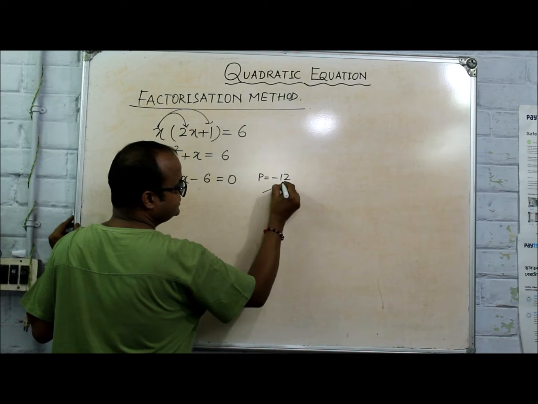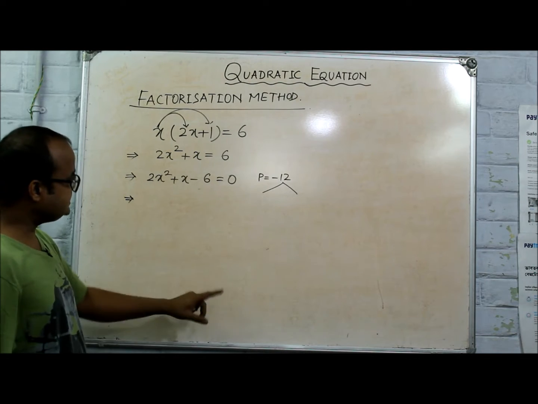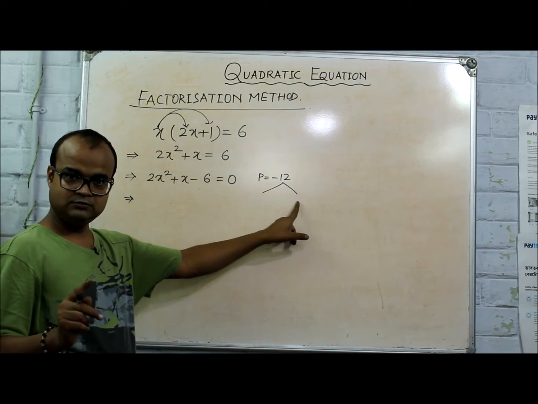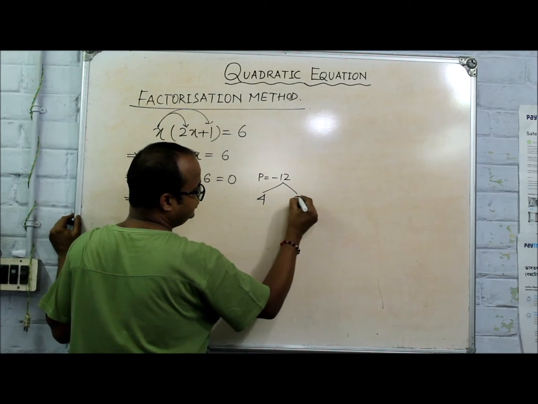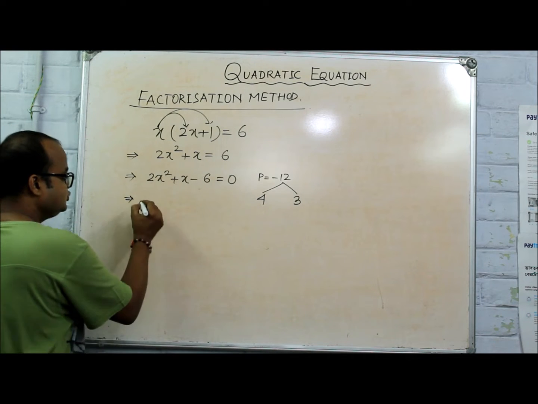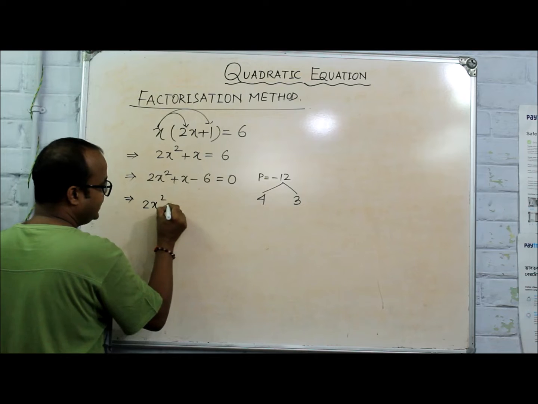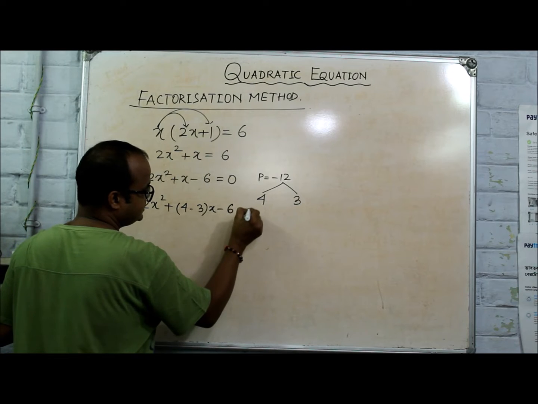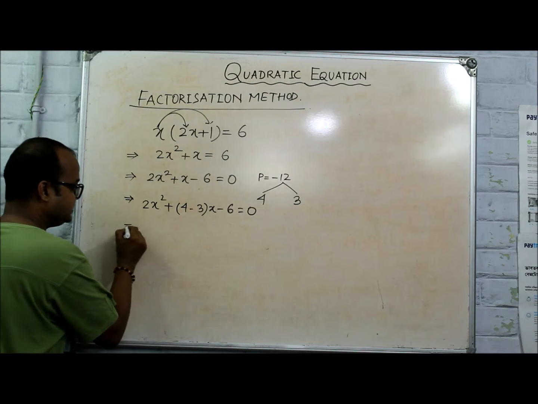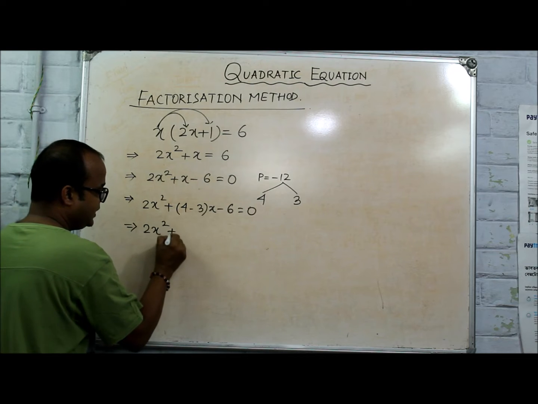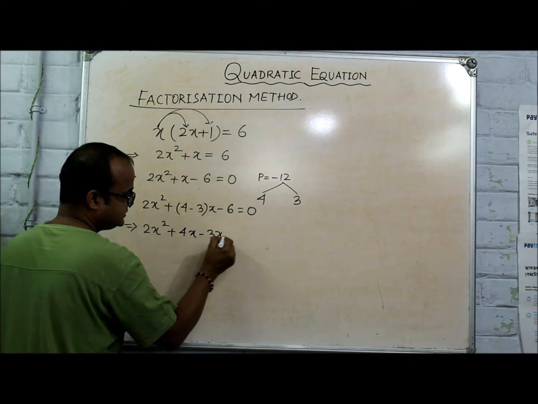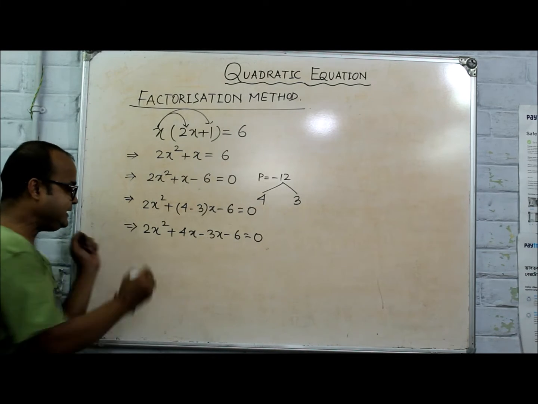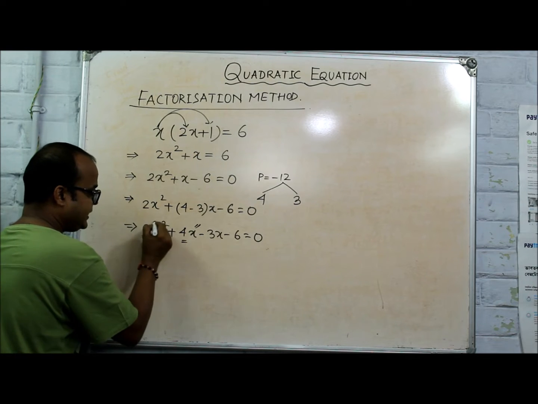So we need to break this 12 into two parts such that the difference of those two numbers is 1. So we can take 4 and 3. So 2x square plus x can be written as 4 minus 3 into x, minus 6 is equal to 0. It implies 2x square plus 4x minus 3x minus 6 is equal to 0. Now from the first two we can take 2x common.